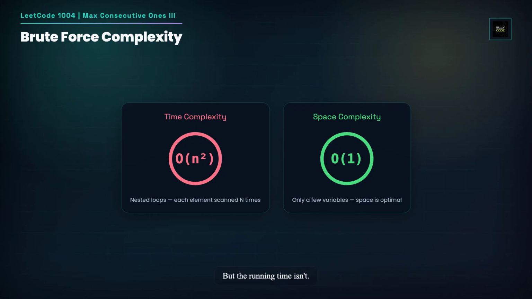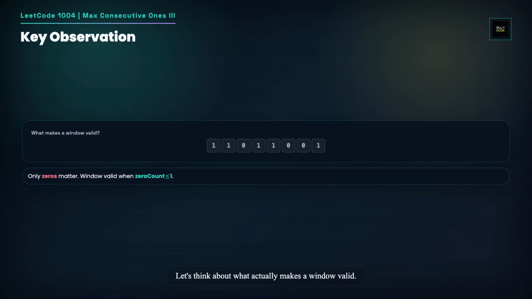But the running time isn't. We're restarting our search again and again. Can we somehow keep the useful part of the previous window, instead of rebuilding a new one every time? Let's think about what actually makes a window valid. Is it the number of ones? No. The only thing that matters is the number of zeros. As long as the window contains at most k zeros, we're allowed to flip them. That means the entire window can become all ones. So the window is valid.